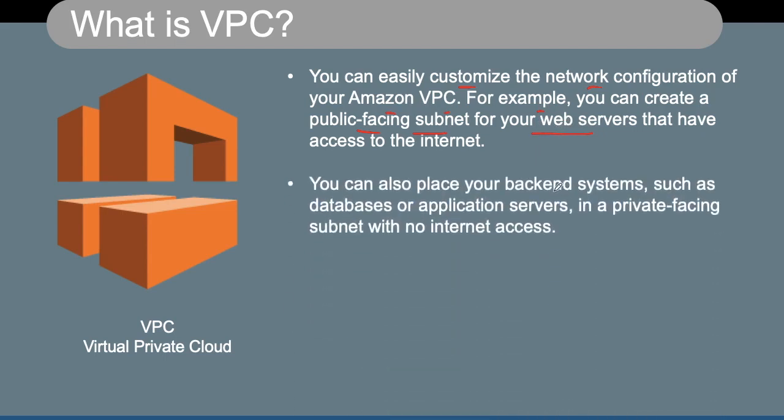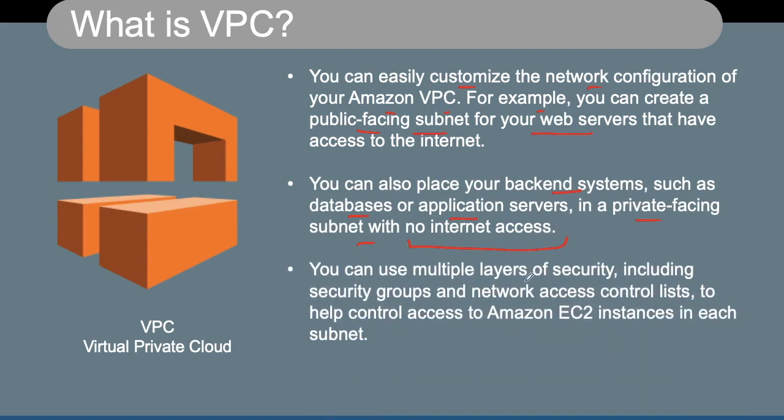We can also have our backend systems like databases or application servers in a private facing subnet which will not have any direct internet access. We can also have multiple layers of security including security groups and the network access control list, or NACL, which help control access to the Amazon EC2 instances in each subnet. So we can have multiple levels of security with security groups and NACLs, and we can allow who should be able to access EC2 instances and other AWS resources.